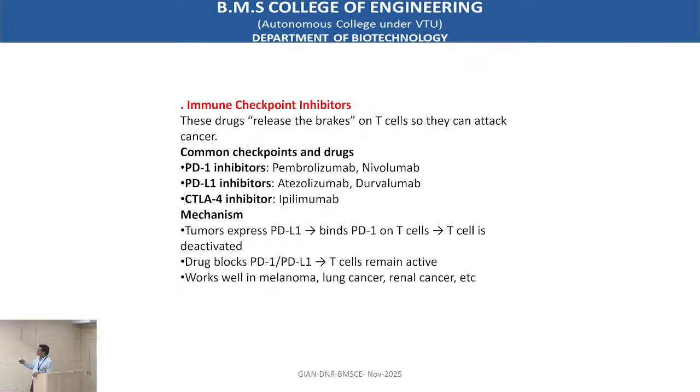So there are various immune checkpoint inhibitors. These are nothing but molecules that are expressed on cancer cells as well as immune cells, that is, killer T cells. Say, for example, PD1 and PDL1. PD1 is present on the cytotoxic or killer T cell. PDL1 may be present on the cancer cell.